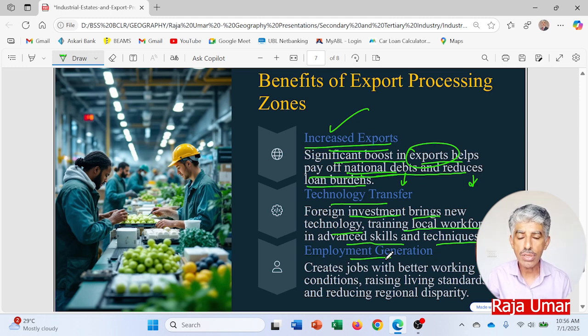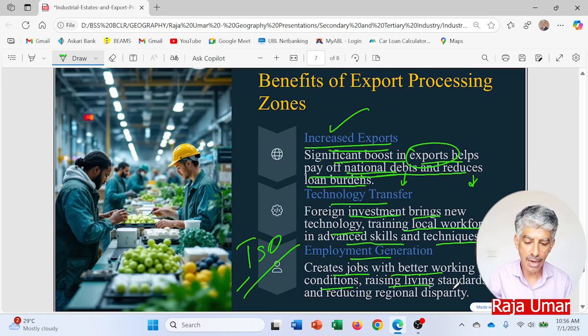Then definitely, because of the development of industry, by establishing the industrial zones and the export processing zones, there would be greater job opportunities available with better working conditions, as the ISO standards really focus on the working conditions and the benefits to the workers, raising the living standards of the workers and reducing regional disparity.